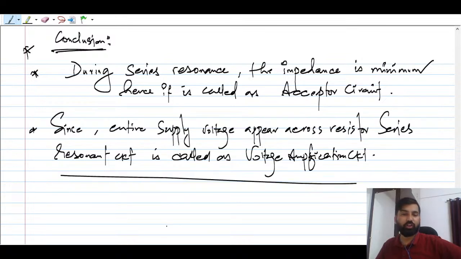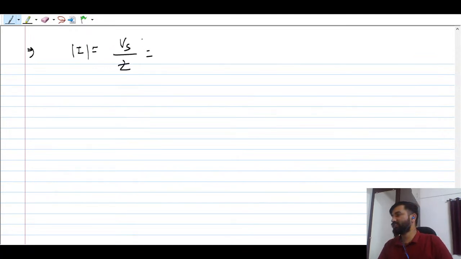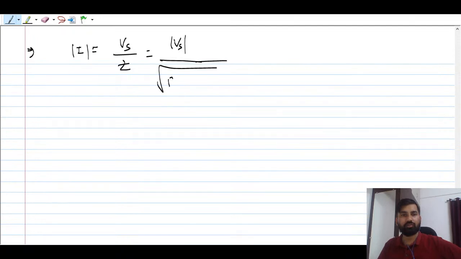So your voltage will be amplified. Remember this. In a series RLC circuit, we can compute I. I is going to be Vs by Z. I'm just talking about the Vs magnitude here. So that will be the square root of R squared plus (omega L minus 1 by omega C) whole squared.